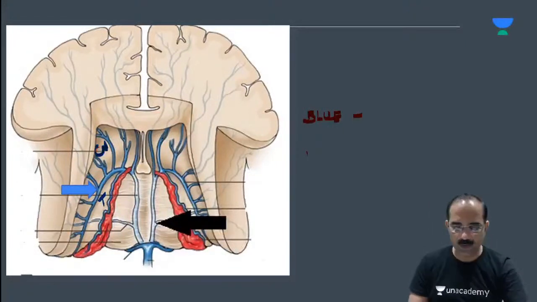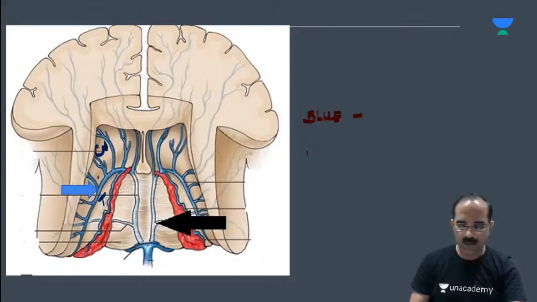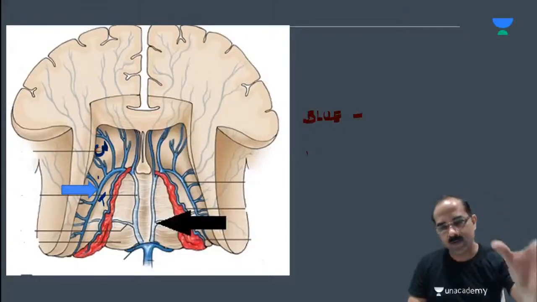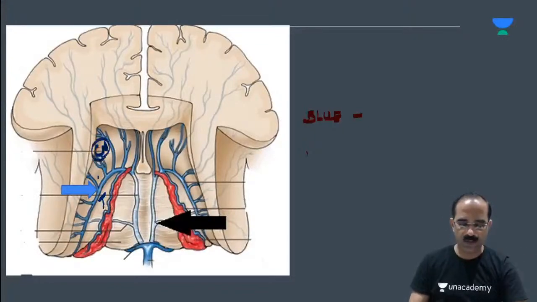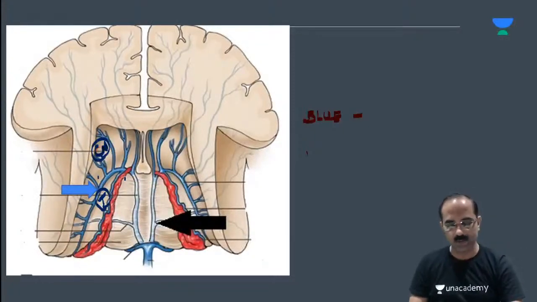Thalamostriate vein. This is what we call the thalamostriate vein. Just remember this. It's between the caudate nucleus and the thalamus. So this nucleus is the caudate nucleus and this nucleus is the thalamus. So that's the thalamostriate vein.